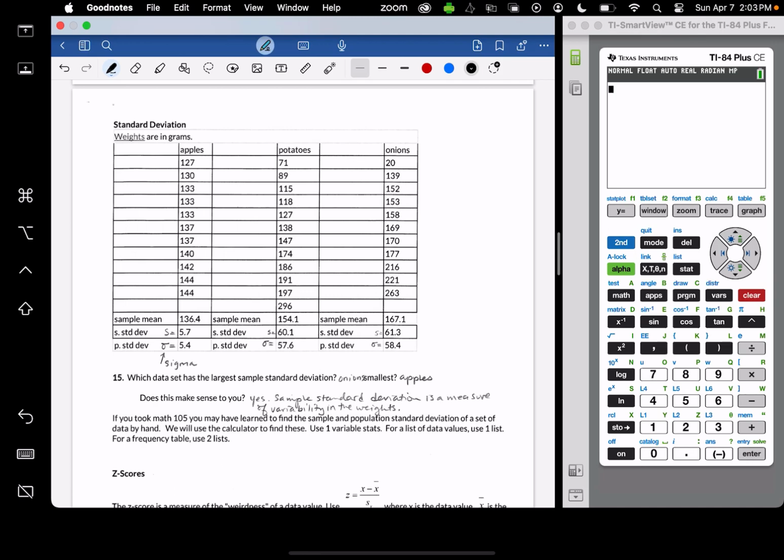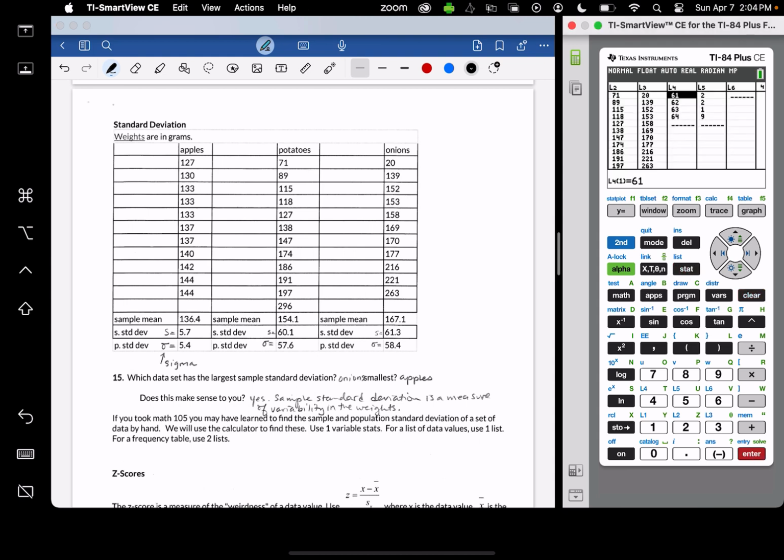On page 5 of the Chapter 2 activity, I have listed the weights of the apples, potatoes, and onions again. And I still have that data in my calculator. If I go to Stat Edit and I arrow back to the left, I can see that I've got my apples, potatoes, and onions over here, which is great. So what I'm interested in now is getting the sample standard deviation and population standard deviation for both of these.